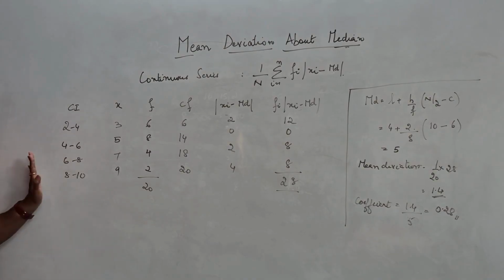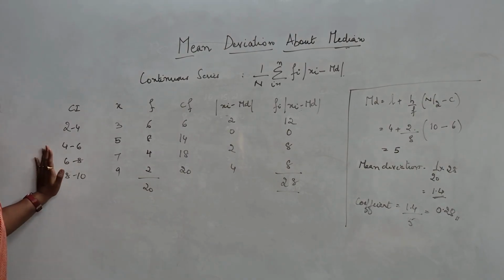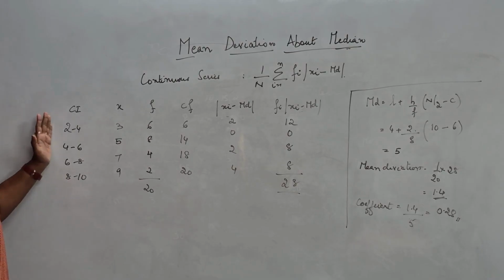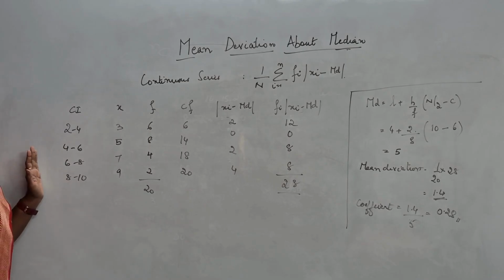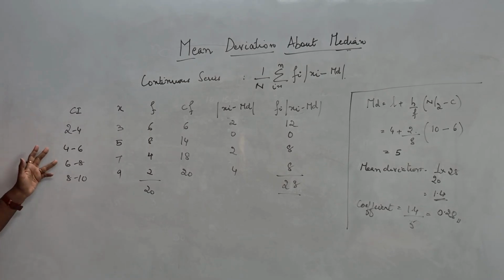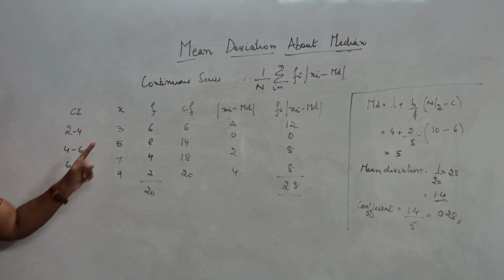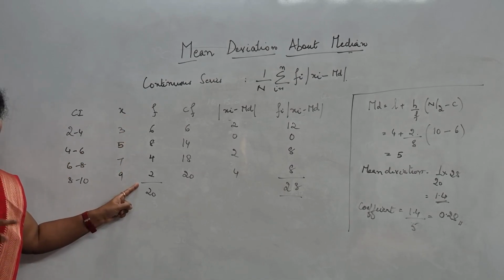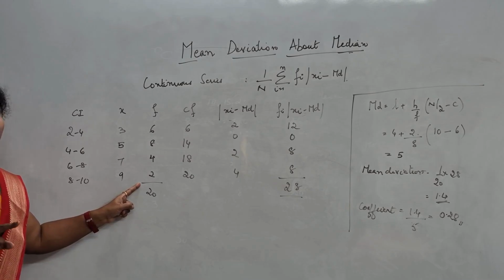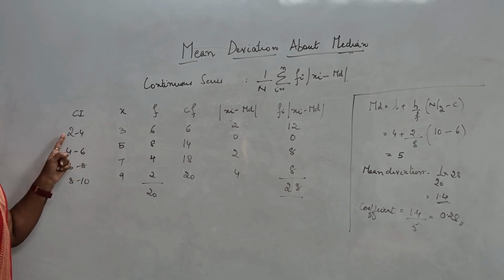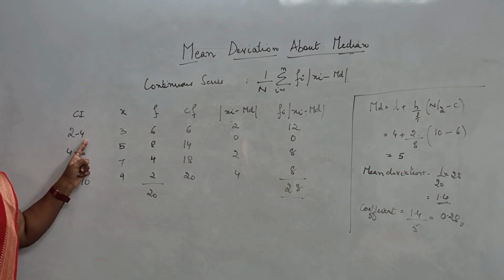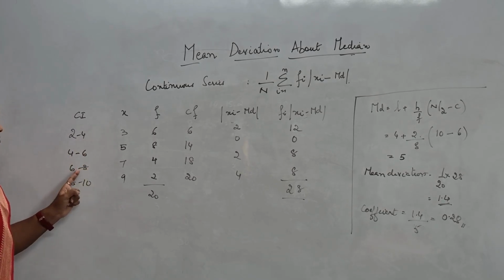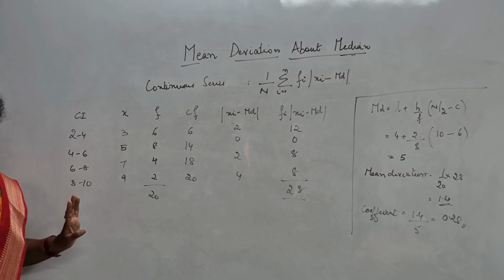Now, let us consider an example for continuous series for calculation of mean deviation about median. Let this be the required example. This is our continuous series with 4 class intervals, 2 to 4, 4 to 6, 6 to 8 and 8 to 10. These are our respective frequencies. For given data in class intervals, first we need to find out the midpoints, which is 2 plus 4 by 2, that is 6 by 2, 3, 4 plus 6 by 2, that is 5, 6 plus 8 by 2, that is 7, and so on.